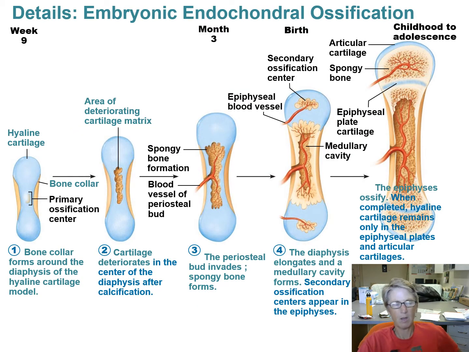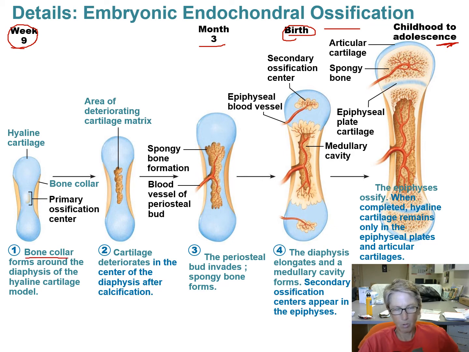Okay, so this just kind of shows what we've been talking about, but a couple more pieces of information. So this just shows you what's happening in week 9. You get month 3, and then birth, and then this is happening from childhood to adolescence. Your bones are really growing in length at a more rapid rate than when you were a little embryo. So I think I'm just gonna check this.